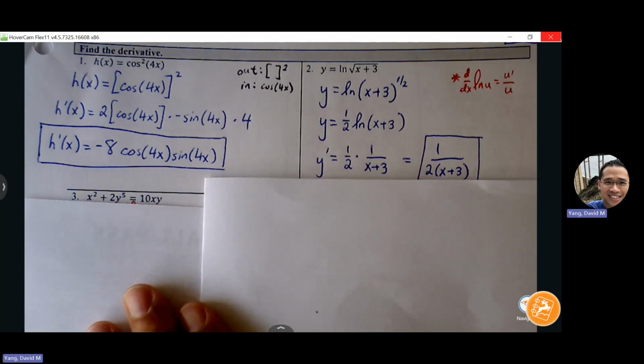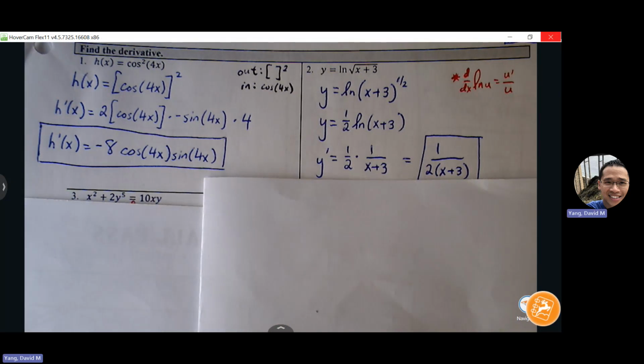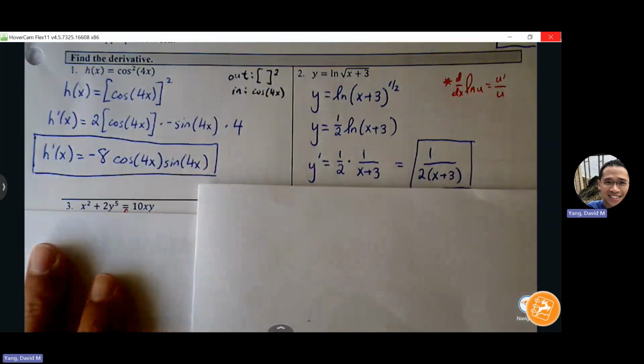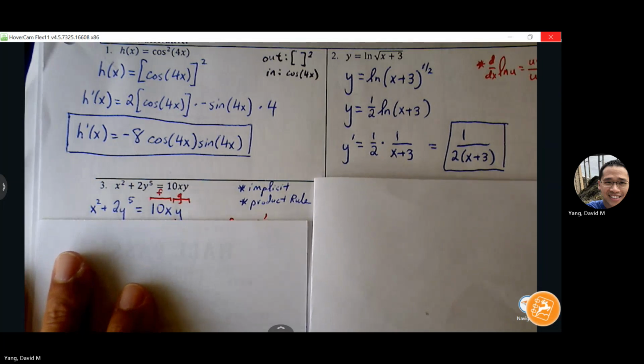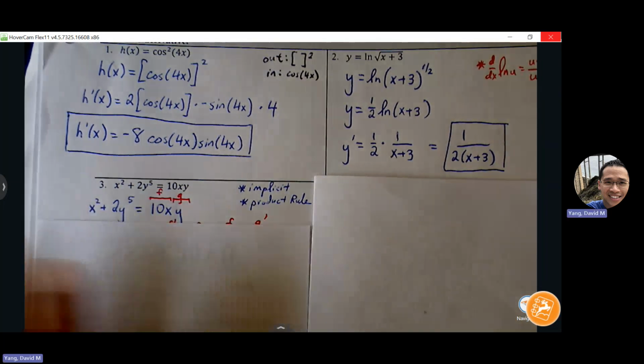All right, number 3: x squared plus 2y to the 5th equals 10xy. What's involved here if we want to find the derivative? Implicit? Something else? Product rule, yeah. So recognizing that with 10xy, I have to go through the product rule on that side. I can't just do 10x's derivative and y's derivative and merge them together. We have to go through the product rule. So see if you can go through those steps.